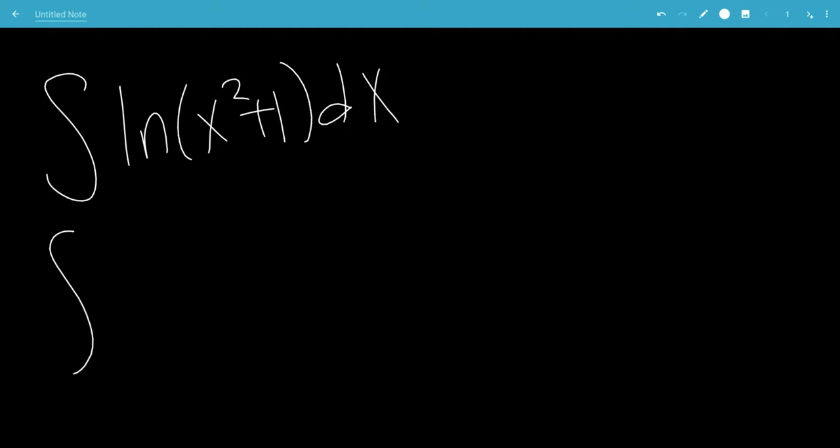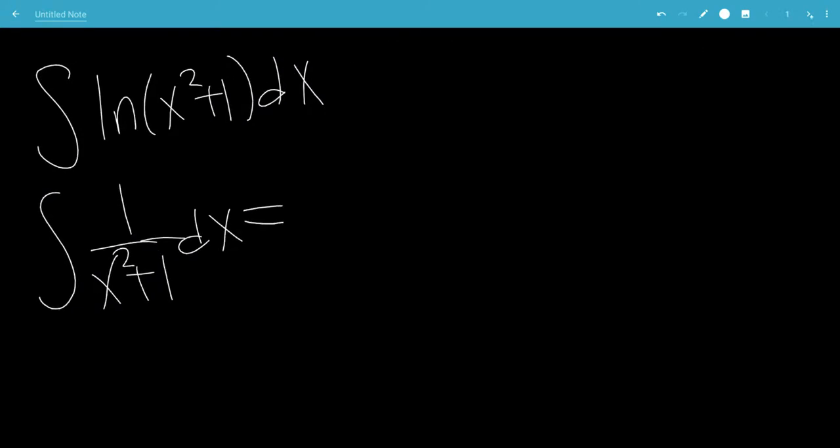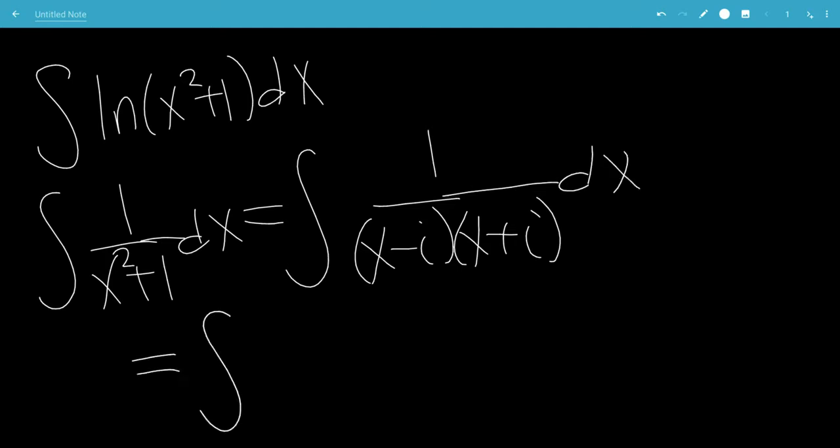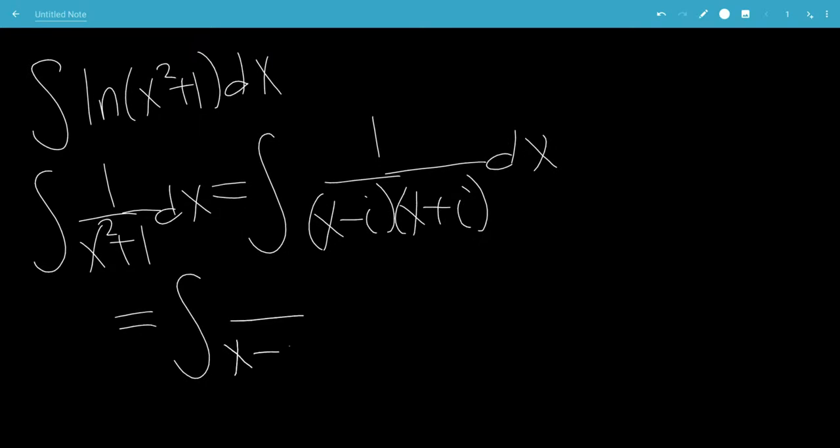In this video, we'll do the integral of ln of x squared plus 1 a different way. So the integral of 1 over x squared plus 1 will be the integral of 1 over, we're going to factor this as x minus i times x plus i. So this will be partial fractions, so something over x minus i plus something over x plus i.